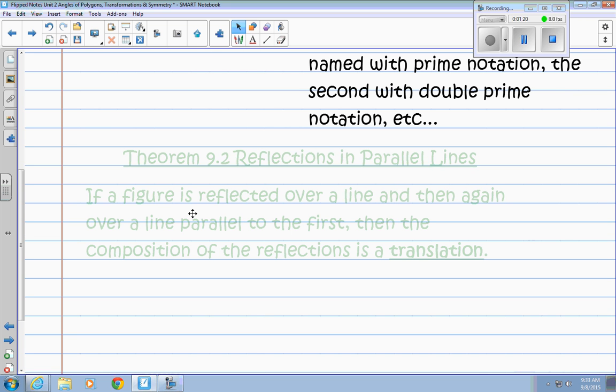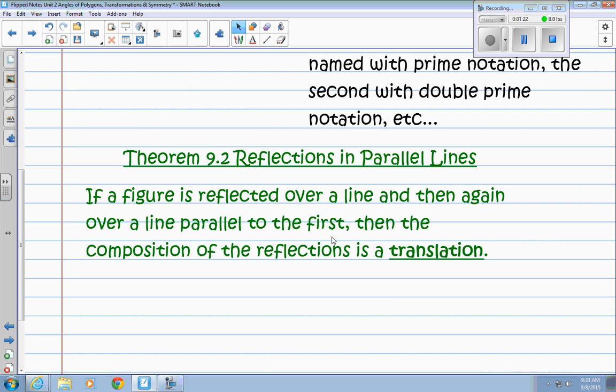Okay, so what we need to know about reflections is if a figure is reflected over a line and then again over a line parallel to the first, then the composition of the two reflections is a translation. So if we take something and we flip it across a line and then we flip it across another line that's parallel to it, essentially what we've done is we've just taken our figure and slid it down to a new location. So the composition of reflections in parallel lines is a translation.